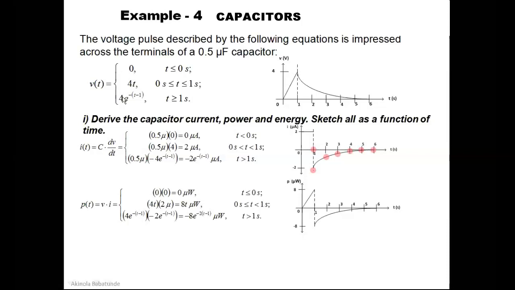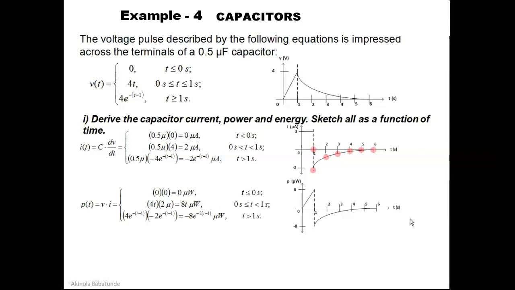The same thing for voltage equal to 4 exponential minus t minus 1, multiplied by the current at that point, which is going to be minus 2 exponential minus t minus 1. If you multiply both of them together, you obtain minus 8 exponential minus 2t minus 1 microwatt. So you can see that we have obtained the powers for the 0.5 microfarad capacitor given these voltage functions.